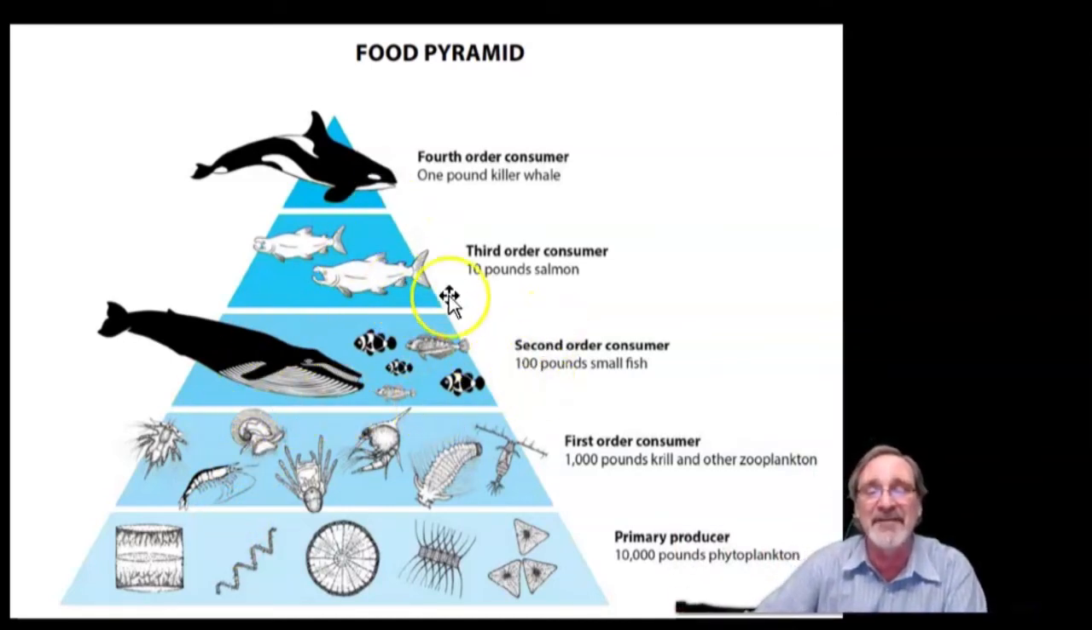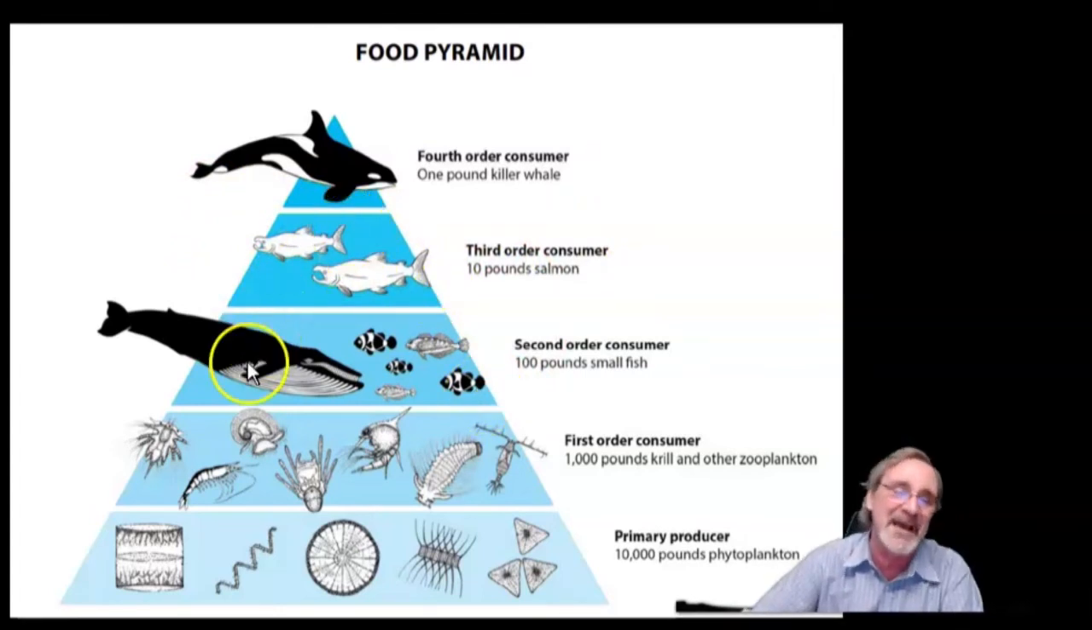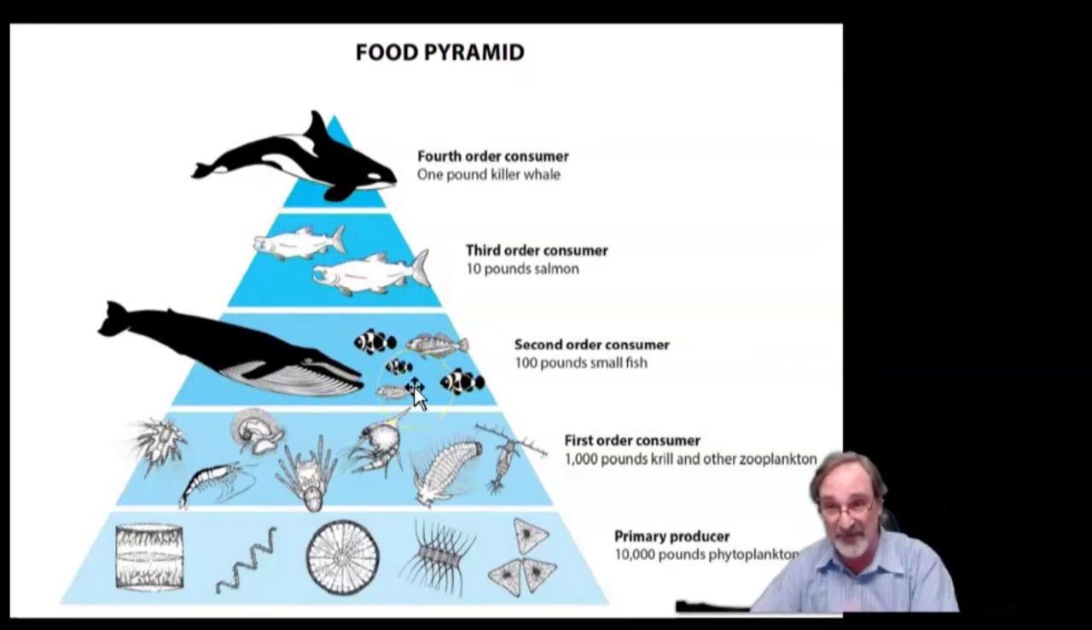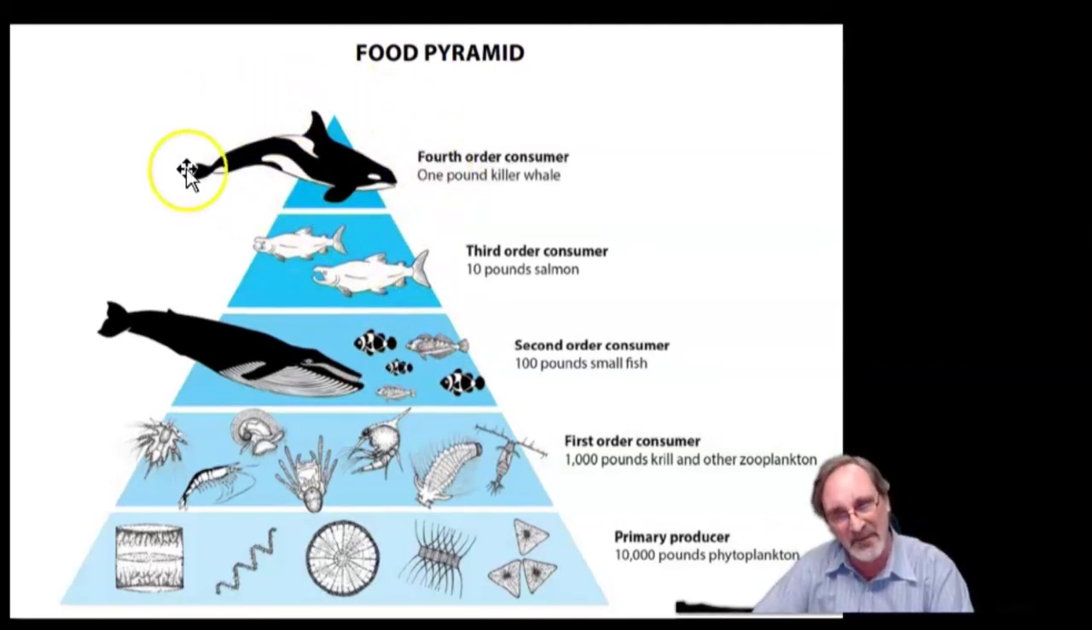Okay, but anyway, you have this small fish and stuff like that. And then the third order would be the salmon, right? You can have 10 pounds of salmon for 100 pounds of small fish. Of course, the salmon aren't eating the whale, so it isn't everything on this level gets eaten by these guys. But the salmon eat herring and stuff like that, smaller fish, right? Okay, and then you could have the orca, the killer whales, up here eating the salmon.